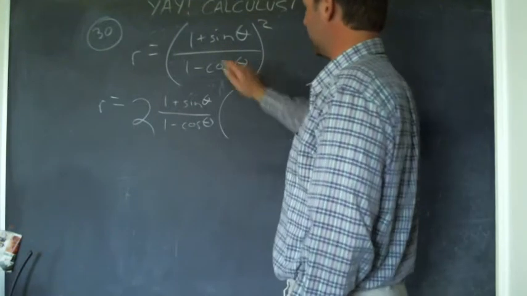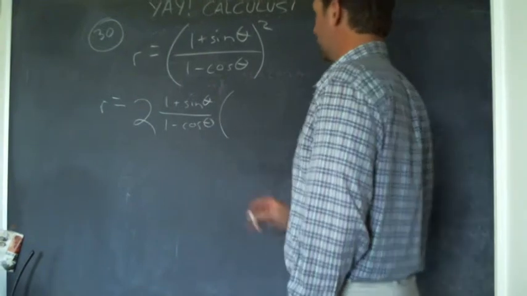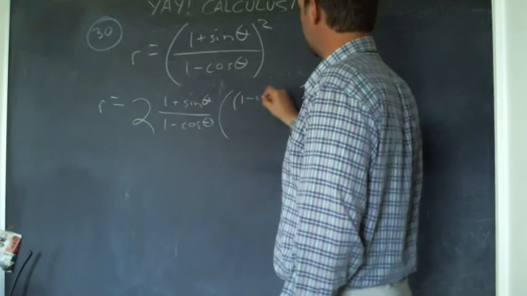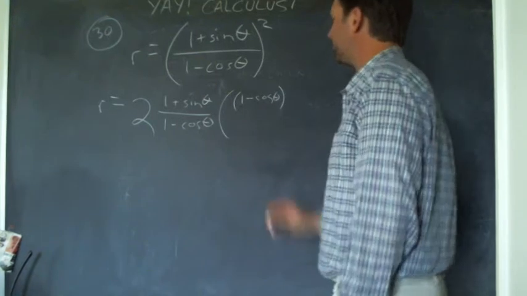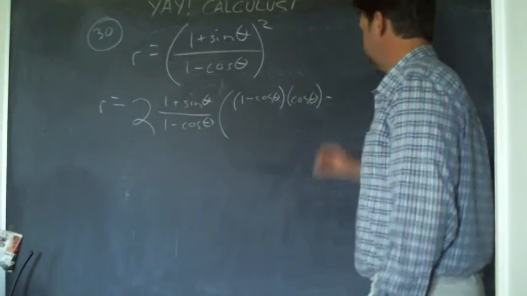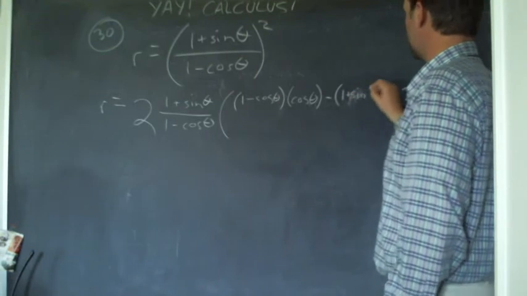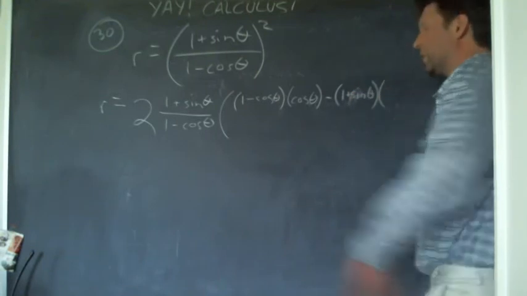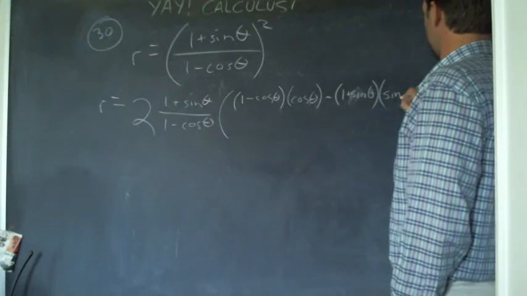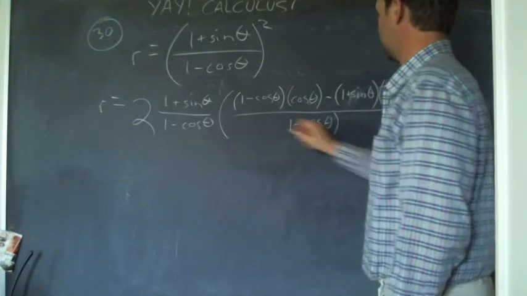Now we need the derivative of these two. So it's bottom d top, top d bottom. Derivative of the bottom. Derivative of cosine is negative sine. Oh, sorry, bottom d top. So 1 minus cosine theta. That's bottom d top. Derivative of sine is cosine. Minus top d bottom. Sine theta. That's the top. Derivative of the bottom. Derivative of cosine is negative sine, but negative sine is just going to be sine. All over the bottom squared. 1 minus cosine theta, squared.